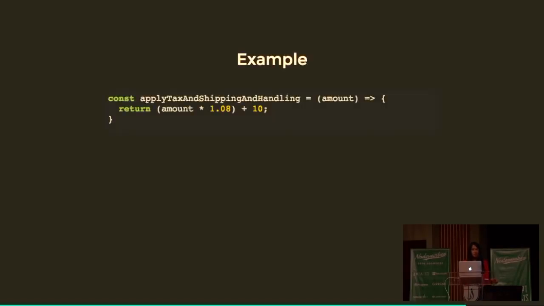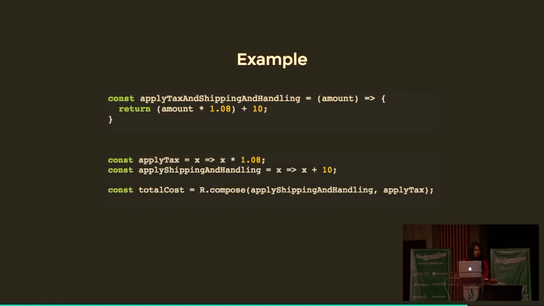So let's start with an example. This function just takes an amount and applies tax and shipping and handling, and returns you the amount. With composition, I can break this up into apply tax and then apply shipping and handling. They're two separate functions, and I compose them. So I'm doing R.compose, and how compose works is it works backwards, from right to left. So first it'll apply tax to the data I passed in, then it'll apply shipping and handling to the data I passed in.